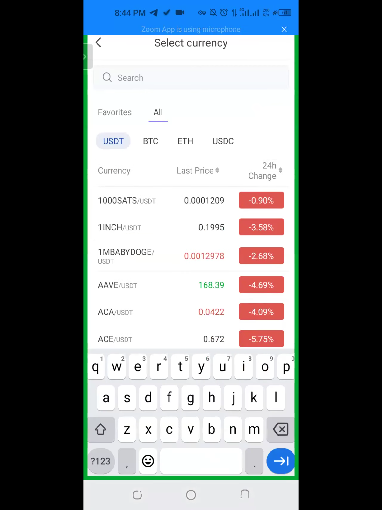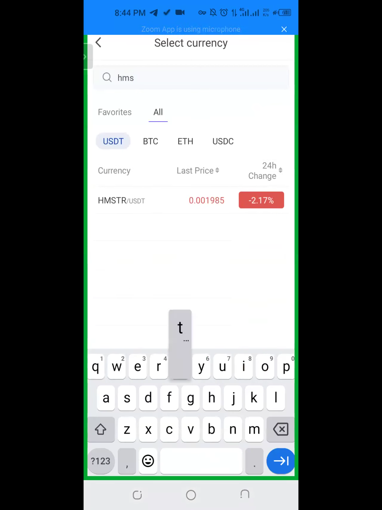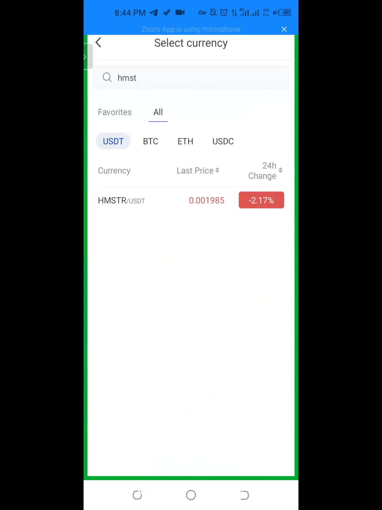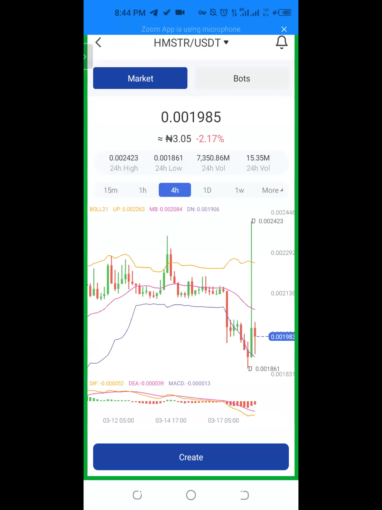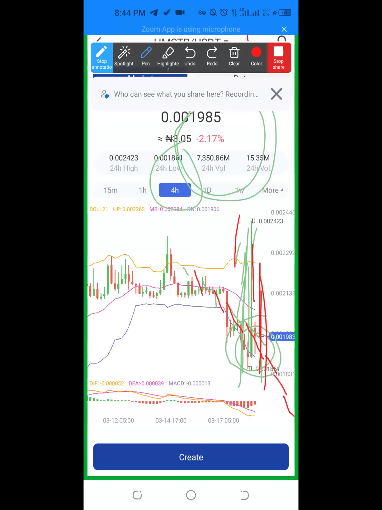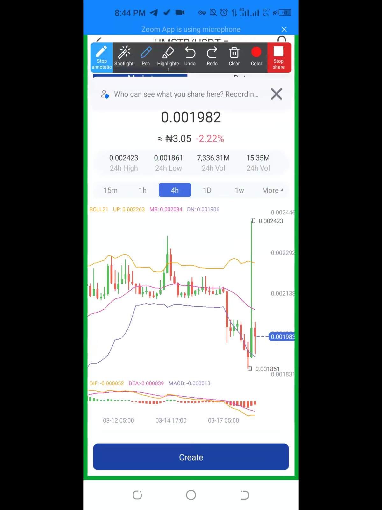Amstar. Are you seeing it? On the 4 hour, are you seeing it? Amstar, the candles were horizontal like this, like this. Let me use green color.